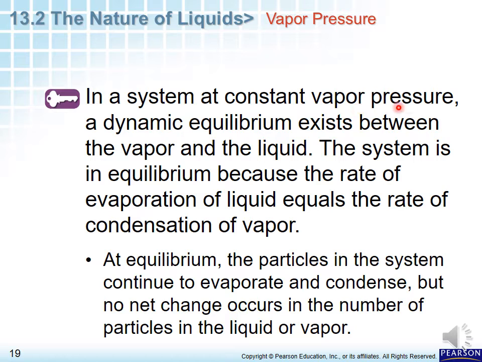In a system at constant vapor pressure, dynamic equilibrium exists between a vapor and the liquid. The system is in equilibrium because the rate of evaporation of the liquid equals the rate of condensation of the vapor. It means how fast evaporation happens is equal to how fast vapor condenses again into liquid. On that condition we call it dynamic equilibrium. So at equilibrium, the particles in the system continue to evaporate and condense, but no net change occurs in the number of particles in the liquid or vapor, because it's sealed and nothing can escape.